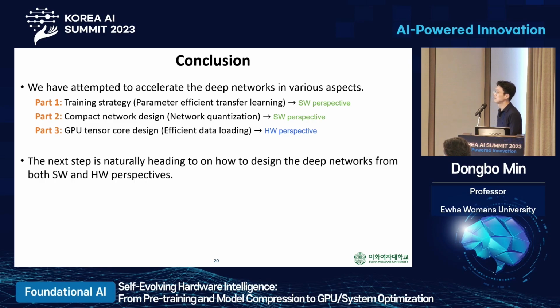So obviously, the next step is naturally heading to how to design deep learning architecture from both software and hardware perspectives. Actually, up to now, we have been working individually, but now is the time to combine, to design a better deep learning architecture in terms of the computational complexity from both the software side and hardware side. That's what we want to do in this project.